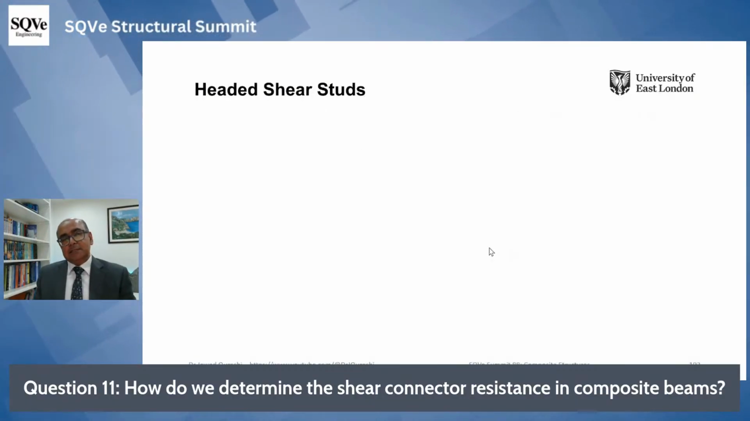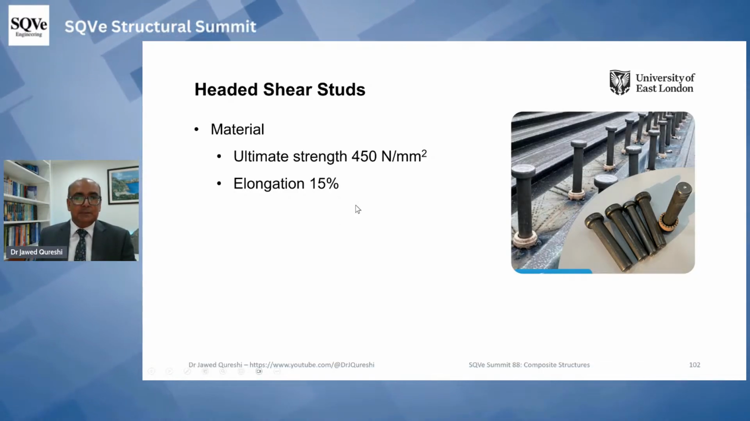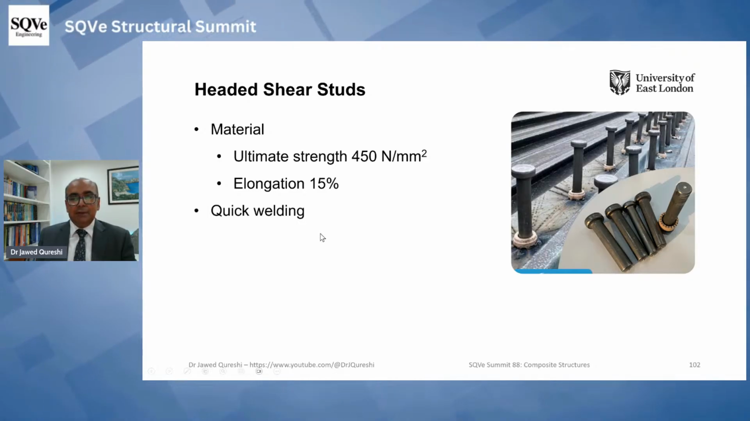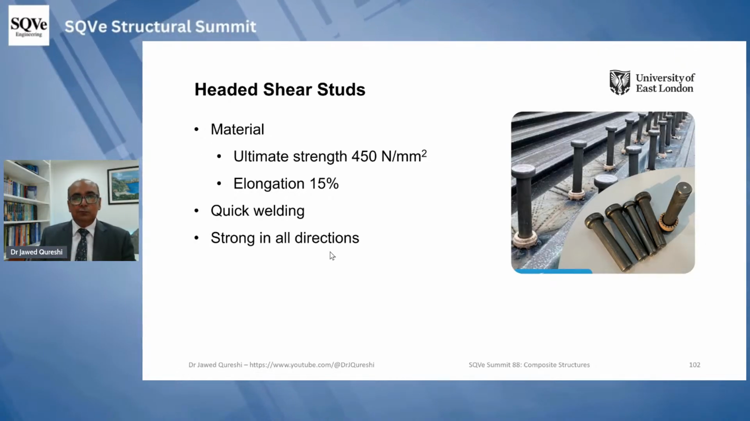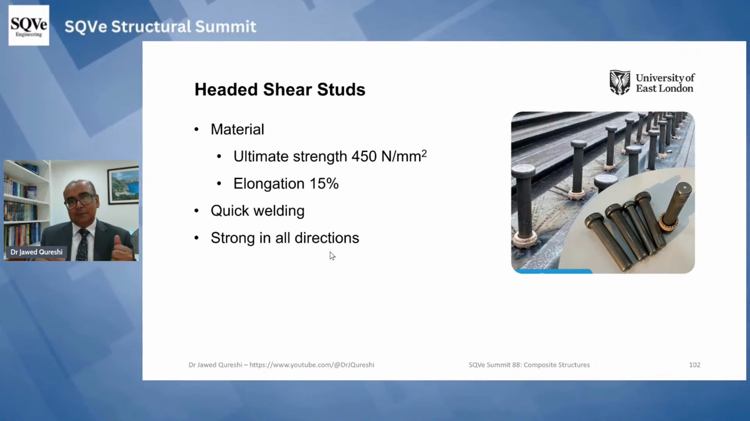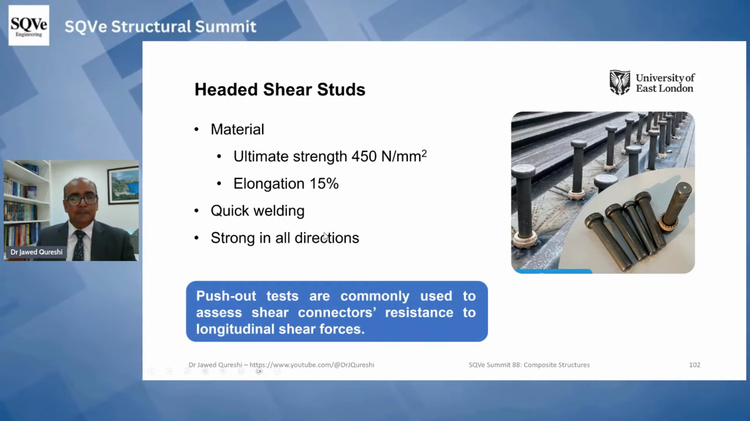So we ensure shear connection in beams by using these shear studs, and headed shear studs are the most common one. And these are typical properties of these studs: 450 Newton per millimeter square, elongation is 15%. They are very quick to weld, and they are strong in all directions. This is very important. So in case of load reversal or in case of other loading, the beauty of these round headed shear studs is that they are equally strong in all directions. So in buildings, almost certainly you will use headed shear studs.